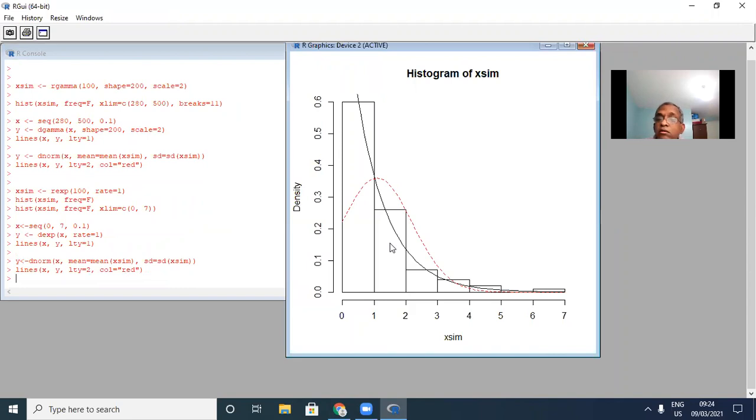You see, now in this example, the normal density, which is in red, is not a good approximation to the data. Because as I said in the previous example, the normal is not always a good approximation to the data. In some cases it is, in some cases it is not, but in this example, it is not, as you can see. So I just wanted to illustrate this.